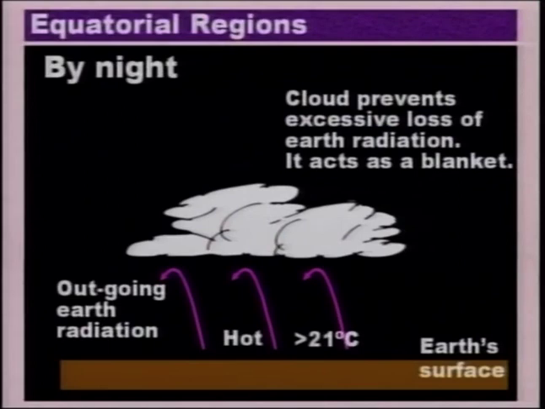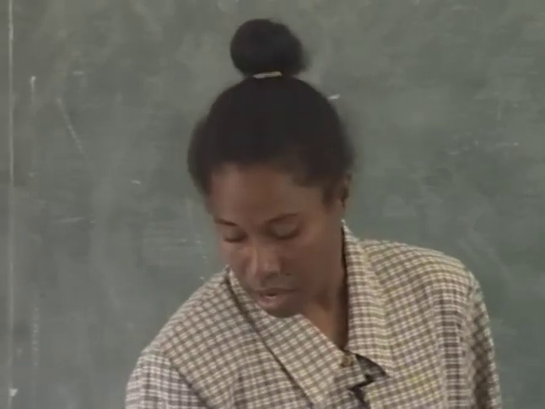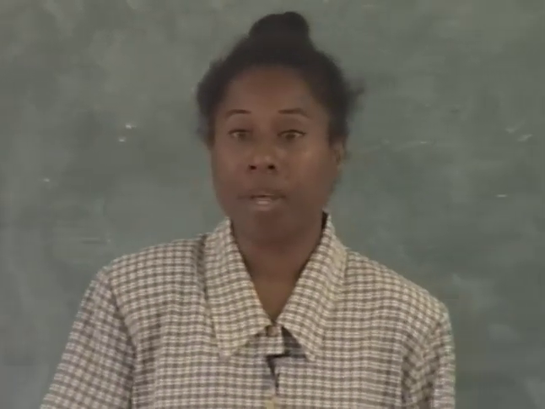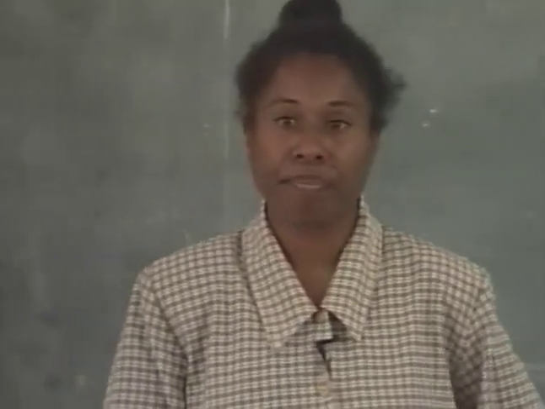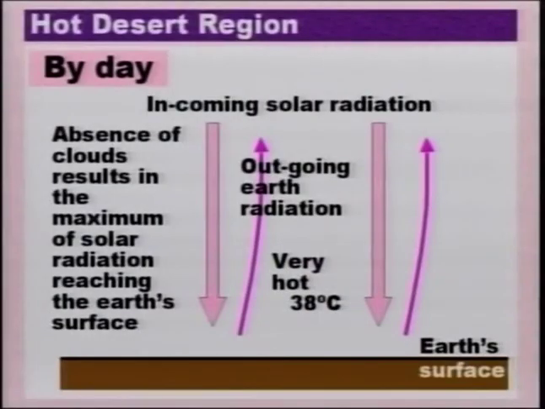Let's look at the second example. This time, an area where there is hardly any cloud. We're looking at the desert, a hot desert region. This time by day, look at the incoming solar radiation. It's coming right through. Why? There is an absence of clouds, which results in the maximum of solar radiation reaching the Earth's surface. Therefore, by day, it is very hot.